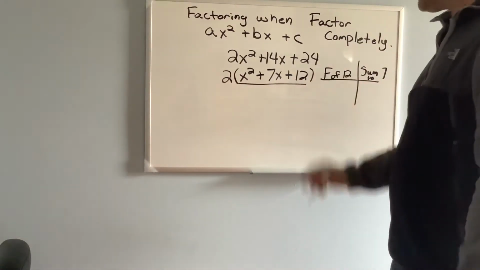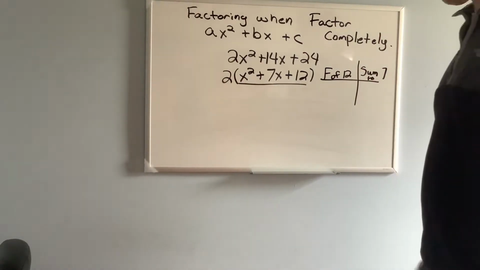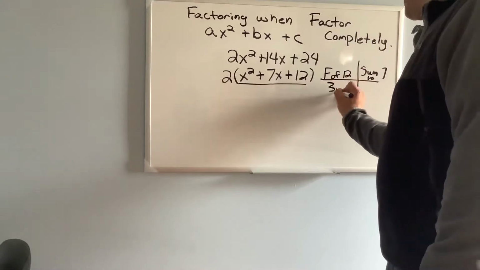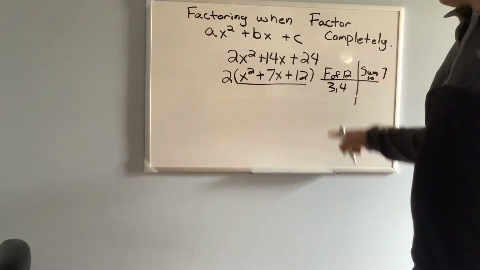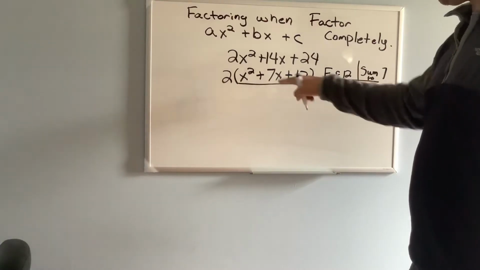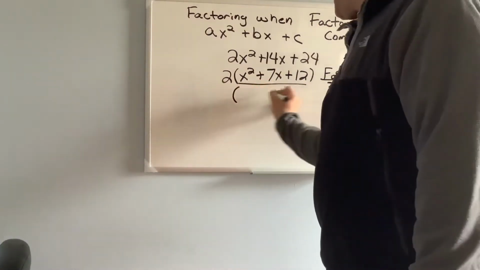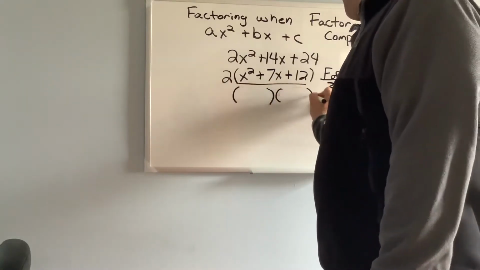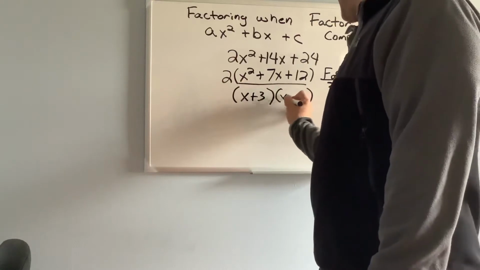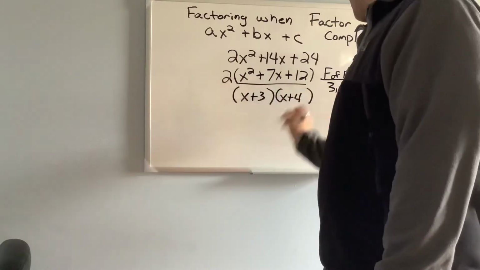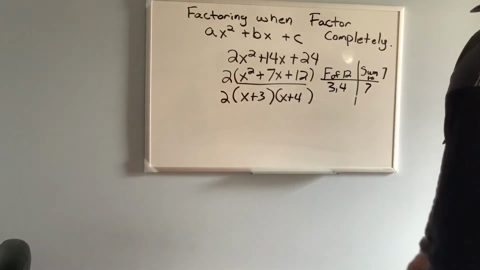So I know 1 and 12 isn't going to work. I know 2 and 6 isn't going to work. So I'm going to look here and write down, all right, 3 and 4. 3 times 4 is 12, and positive 3 plus positive 4 is 7. So that's the pair that I want. So this here factors to x plus 3 times x plus 4, and then I can have a 2 on the outside.